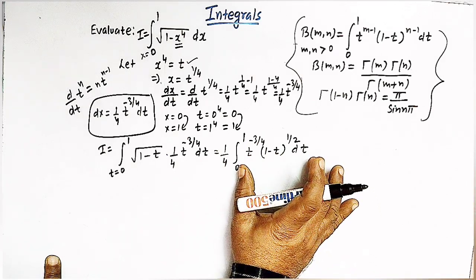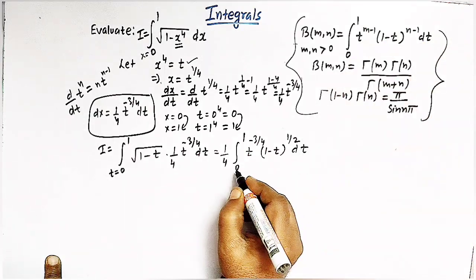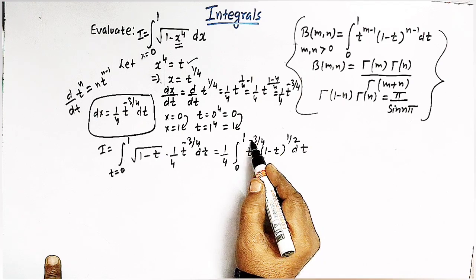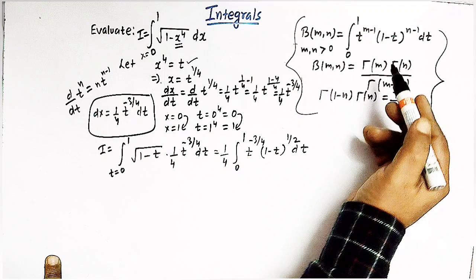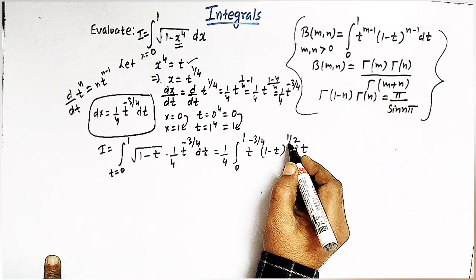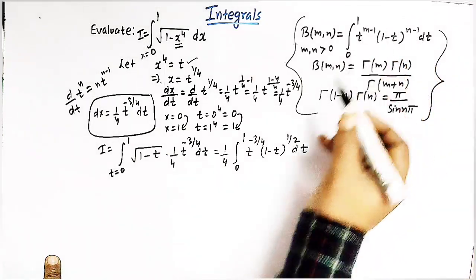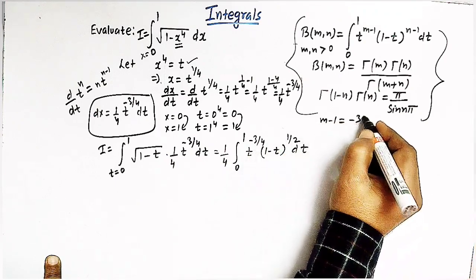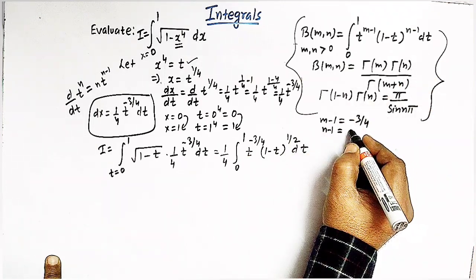Okay, now let us compare this integral with this one. Here we have 0 to 1, and here we have t raised to m minus 1. Here we have t raised to minus 3 over 4. Here we have 1 minus t. Here also we have 1 minus t, but here the exponent is n minus 1. Here we have half. So let us find out the values of m and n. So m minus 1 can be equated to minus 3 by 4, and n minus 1 can be written as half.